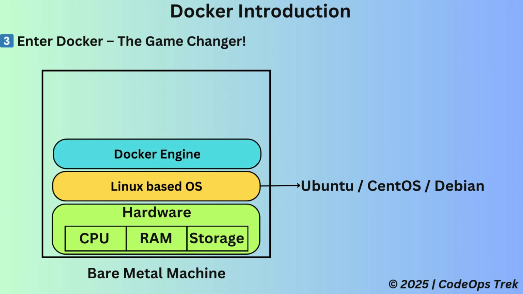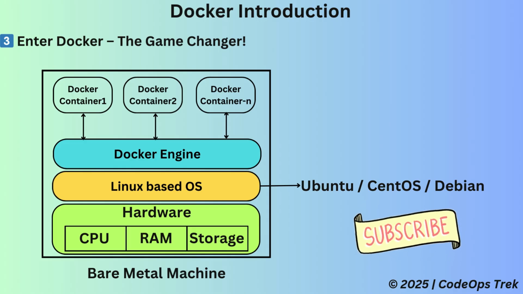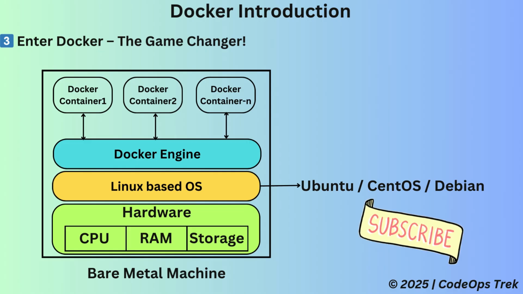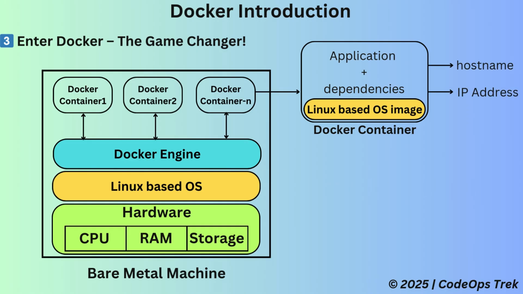Instead of a hypervisor, we install a Docker engine on the OS. The Docker engine is responsible for spinning up Docker containers, managing containerized applications, and helping containers communicate with the underlying OS kernel. Now let's deep dive into a Docker container. Docker containers are lightweight, isolated environments that package applications along with their dependencies. Each container has a lightweight Linux-based OS image like Ubuntu, Alpine, CentOS, or Debian. But, instead of having their own kernel, containers share the host OS kernel. Each container gets a unique hostname and IP address.